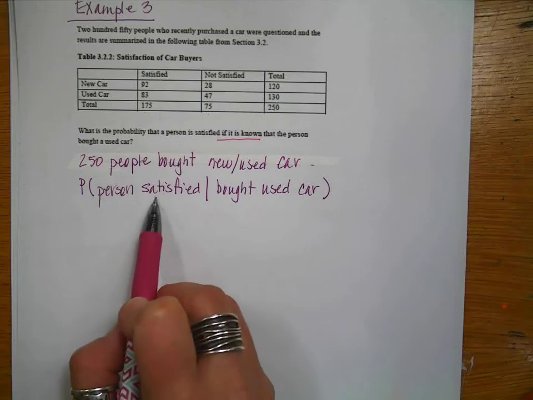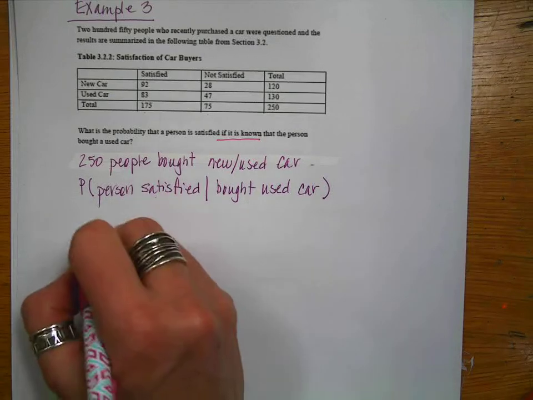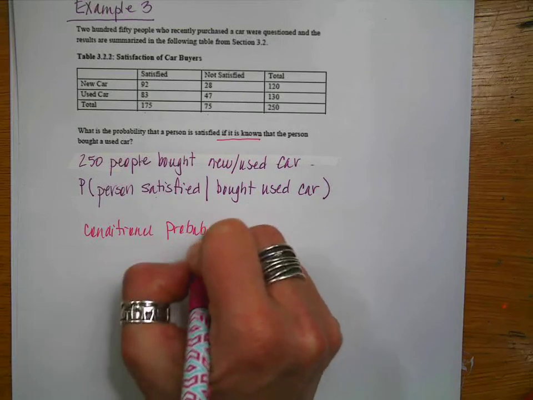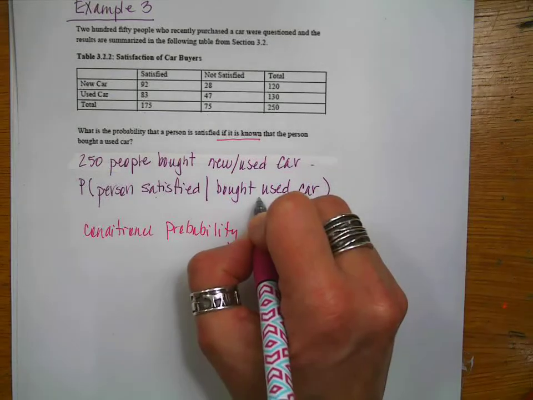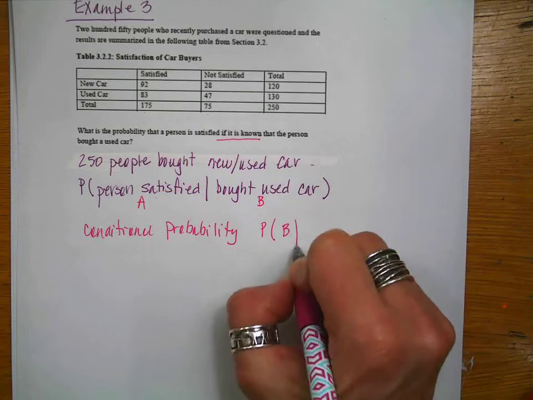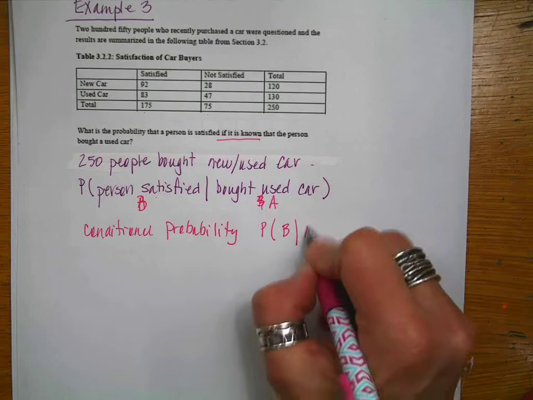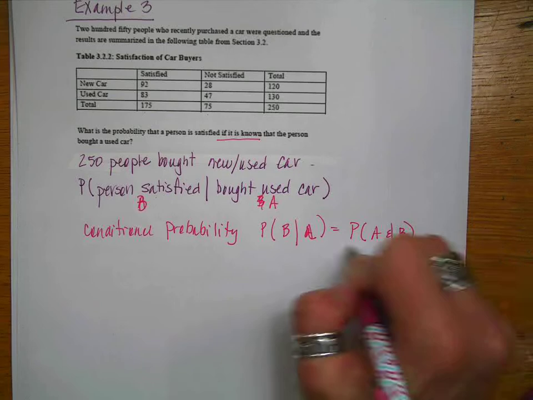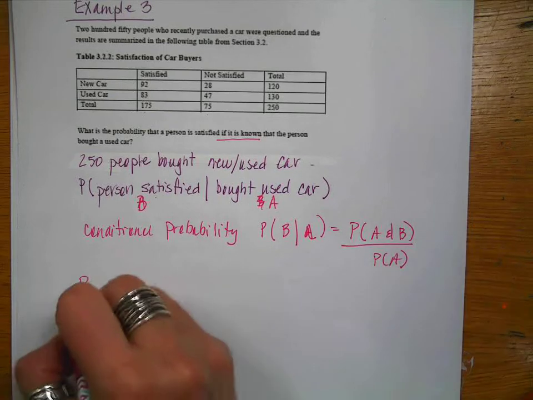So here's the information that we were given, and I want the probability that a person is satisfied given that they bought a used car. So this is a conditional probability. I want the probability, and I'm going to write that this is B and this is A. So I want the probability of B given A. Actually, I lied. This is B given A. Make that a capital A. So it's the probability of A and B divided by the probability of A.